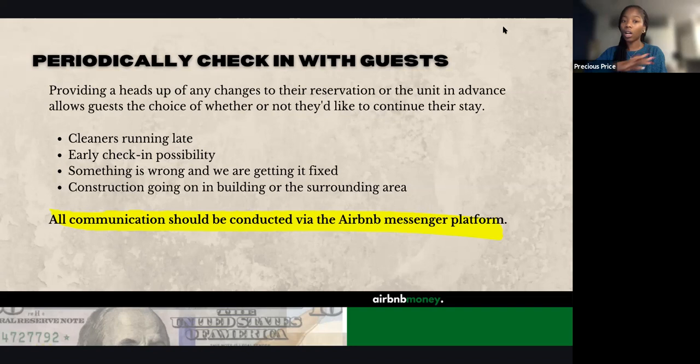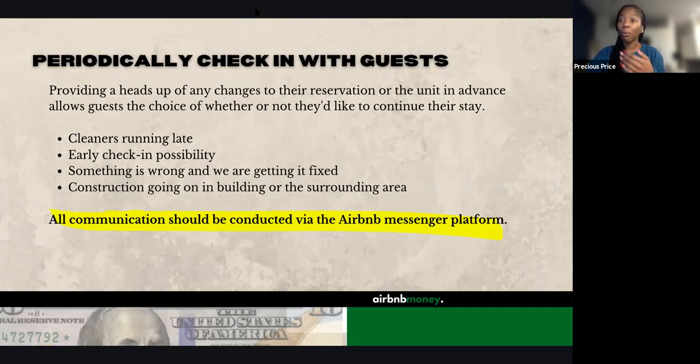And again, all communication whatsoever should be done via the Airbnb Messenger platform. When these guests call you, there will be times when they'll try to call you at check-in and they may need some additional information on how to get in. That's fine. But I always say reiterate whatever you spoke about in a message after you get off the phone, as we just spoke about, so that they can agree and you have a paper trail, because that is really the most important piece with Airbnb.